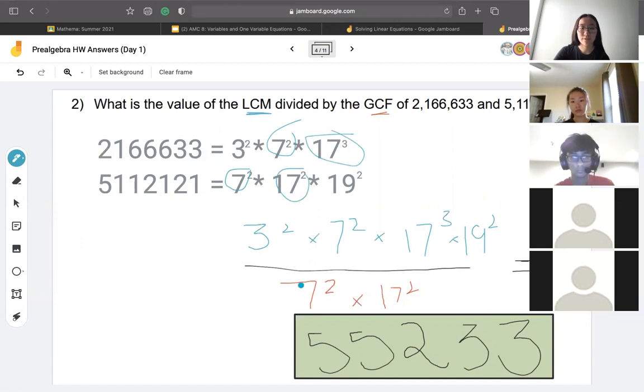So then you write that on the bottom for the GCF. And then LCM is basically taking whichever ones have the highest exponents out of both of them. So we take 3 squared, 7 squared, and 17 cubed because that's higher than 17 squared, and then 19 squared. Then finally, we just type that all into our calculator or do it manually if you want to, and you get that answer. So good job if you got that.